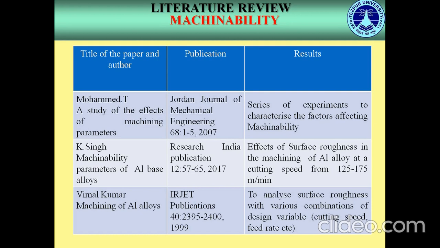2017. Effects of surface roughness in machining of aluminum alloy at a cutting speed of 125 to 175 meters per minute. Next is Vimal Kumar, Machining of Aluminum Alloys, IRJET publications, 1999, to analyze surface roughness with various combinations of design variables, cutting speed, feed rate, etc.